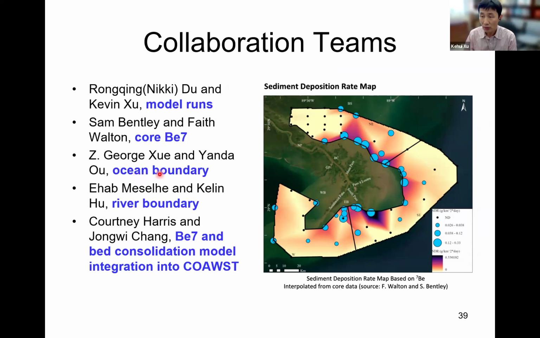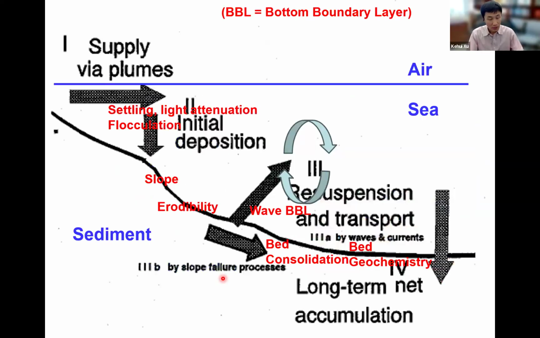We get ocean boundary conditions from George Xue. We get river boundary conditions from Ehab Hassan. We also collaborate with Courtney Harris and Jingwei Chang, who are working on the integration of the beryllium-7 bed consolidation model into the newest version of COAST. So this is our ongoing modeling effort. That should wrap up my talk.